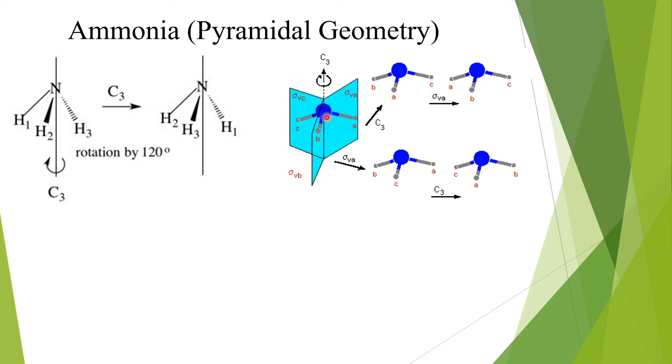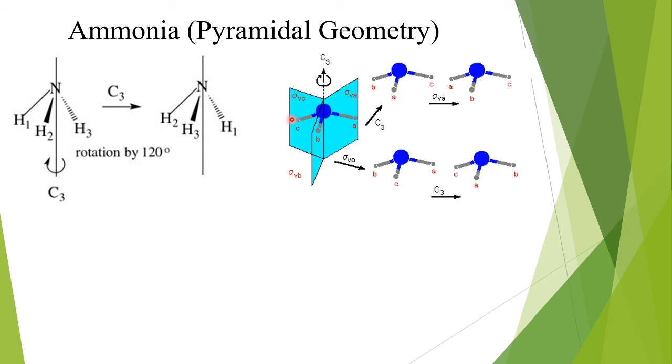Here you can see the ball marked in blue is nitrogen, and you have A, B, and C, the three hydrogen atoms, and you can see the plane. This is the first plane. This plane passes only through nitrogen and hydrogen B. The one on the right hand side passes only through nitrogen and hydrogen A, and on the left hand side, nitrogen and hydrogen C. So like that, we have three planes.